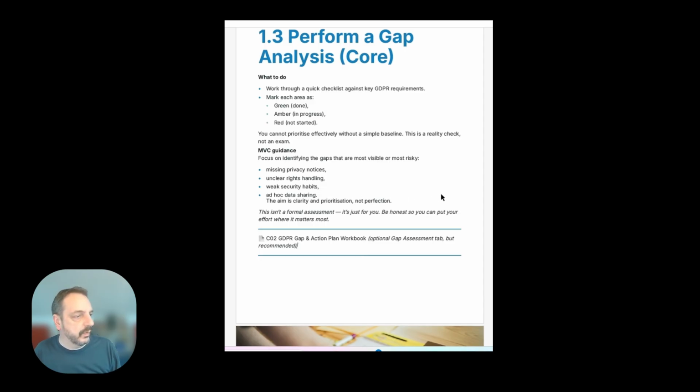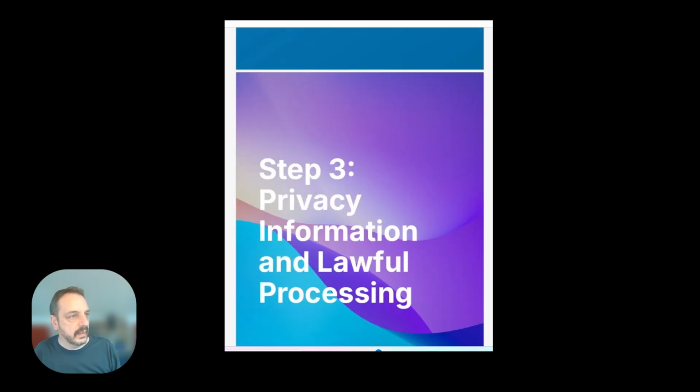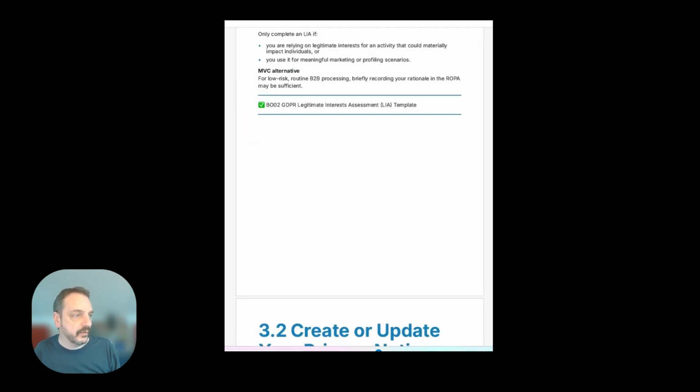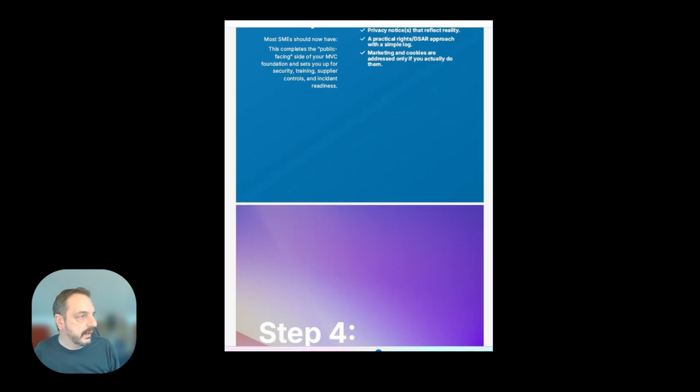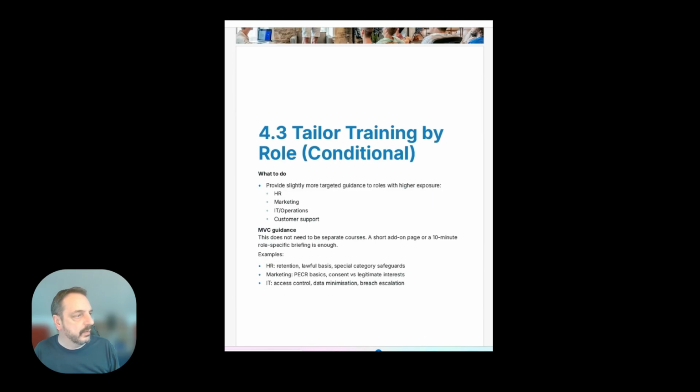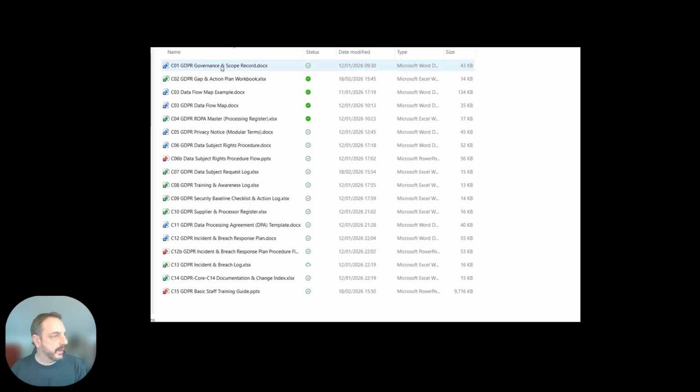And it will step you through bit by bit each of the actions that you need to take, and whether you even need to take that action for your business. The rest of the toolkit then is broken into 3 components. You see the documents here in the core pack. You start with governance and scope records. You need to keep a record of who's in control and who's running your GDPR.